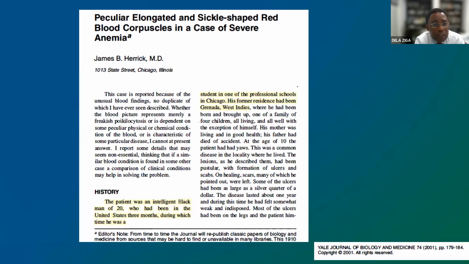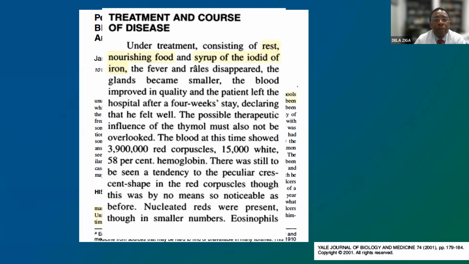Since the description of sickle cell by James Herrick in 1910, there have been developments in the understanding of the biology of sickle cell disease that has led to a lot of treatments. Interestingly, his first management recommendations were rest, nourishing food, syrup of iodide, and iron. Since 1910, we are doing a lot more for our patients. At this point, we are also able to offer them stem cell transplant or gene therapy for cure.